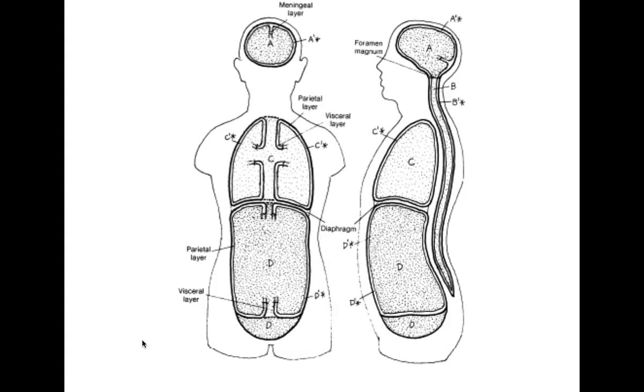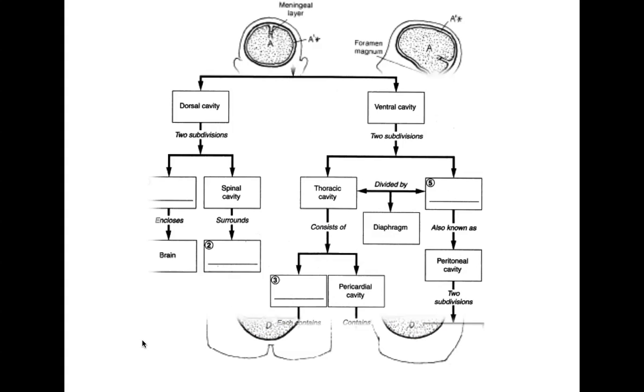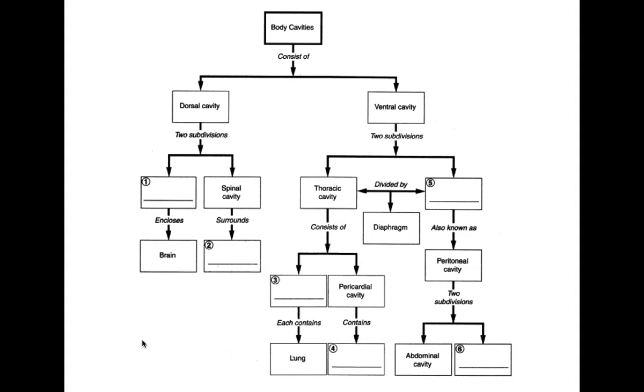And if we move to the next page, we have the concept map that actually shows how all of these cavities are related. So the first one here, we've got the dorsal cavity, which has two subdivisions, which are the spinal cavity and the cranial cavity. The cranial cavity houses the brain, and the spinal cavity surrounds the spinal cord.